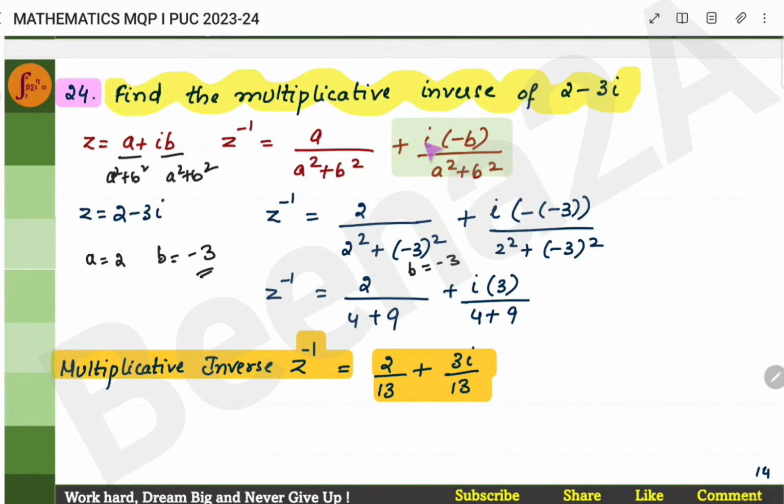Similarly here, split it. So you have i into b by a square plus b square. Substitute all the values. Finally you will get the multiplicative inverse, which is 2 by 13 plus 3i by 13. What you have to remember is you have to divide by a square plus b square and split this: a by a square plus b square and ib by a square plus b square. And a is 2 here, b is minus 3. Right? Substitute and you will get the final multiplicative inverse.